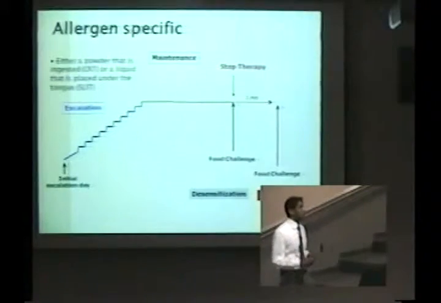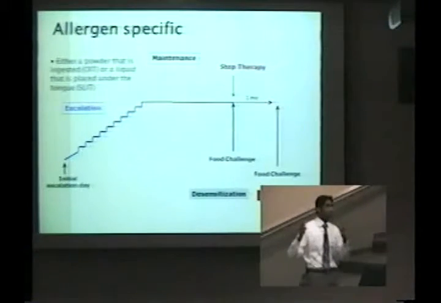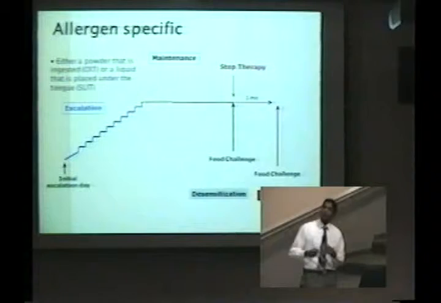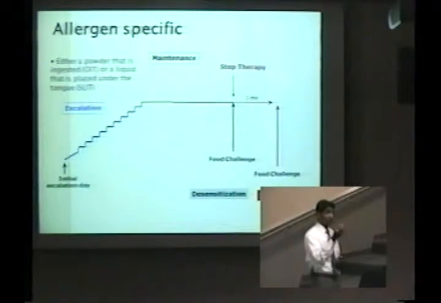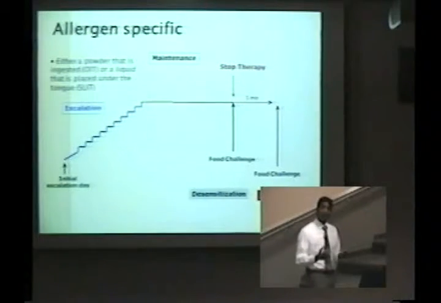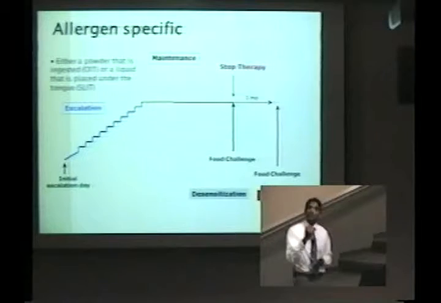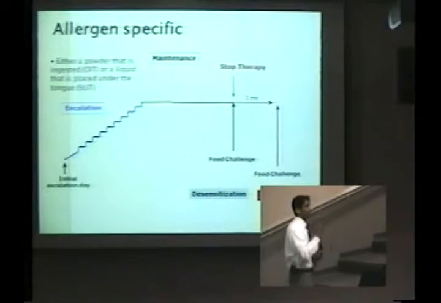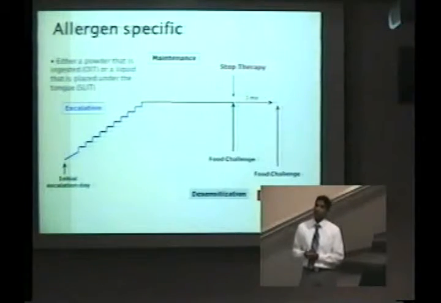So in allergen-specific immunotherapy, this is the very general way we do things. We use two forms. Oral immunotherapy, OIT, is either a powdered form of that food, peanut, milk, egg, or a liquid form of that food, which we place under the tongue, sublingual immunotherapy, SLIT. So we take food allergic patients and start them at a really, really low dose.